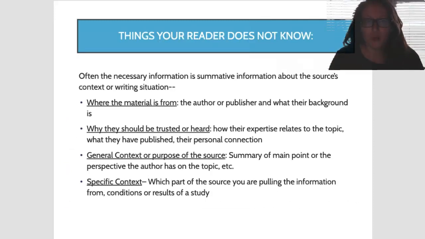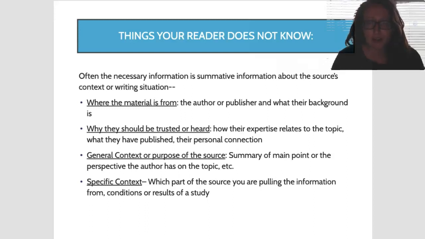Some things you might include are where the material is from. Again, these are things you've prepared for because you're hopefully using some things from your annotated bibliography, and you have information about those sources and authors pre-prepared. So author and publisher background, if it's relevant, especially including expertise if you're using them as evidence or as an expert. General context or purpose: you might provide a statement about the author's overall perspective on a topic if you're using them to back you up on something.